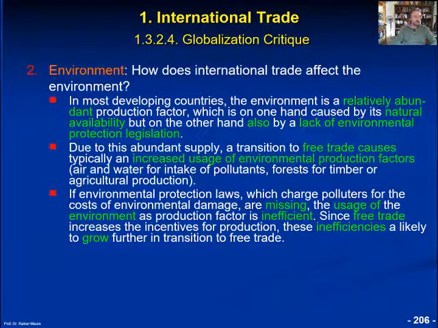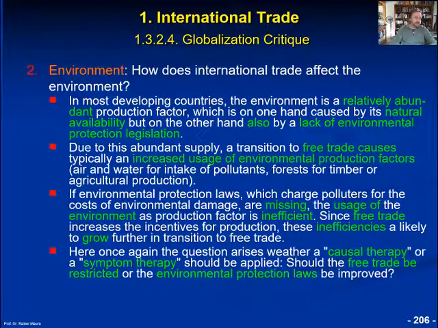If environmental protection laws, which charge polluters for the costs of environmental damage, are missing, the usage of the environment as a production factor is inefficient. Since free trade increases the incentives for production, these inefficiencies are likely to grow further in the transition to free trade.